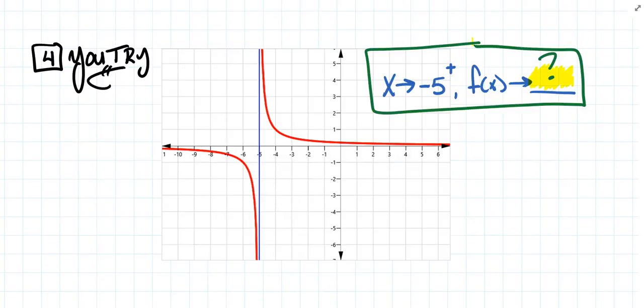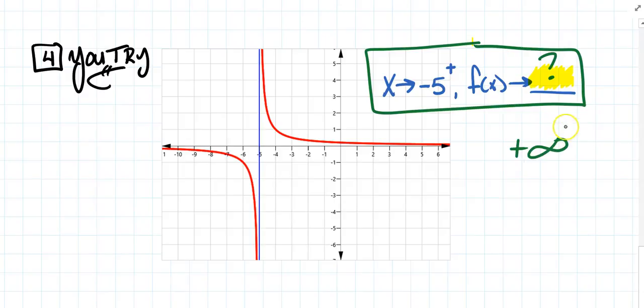Okay, box number 4 is a you try, all right? I just want you to answer this one question here. As x approaches the number -5 on the x-axis, from the right-hand side, what does the graph do? What does the function do? What do the y values do? So try and answer this one on your own.